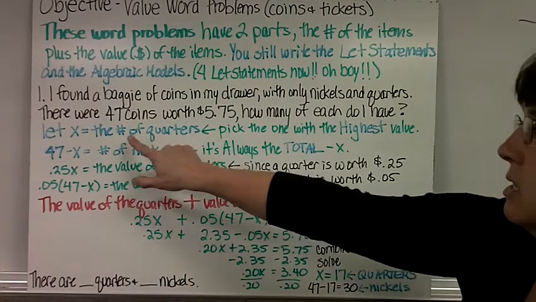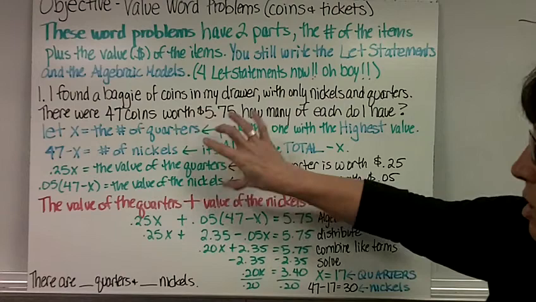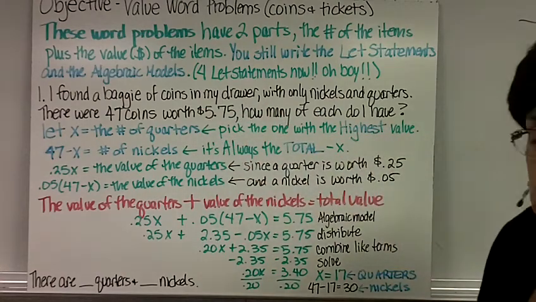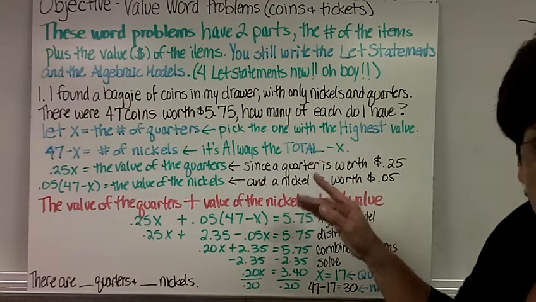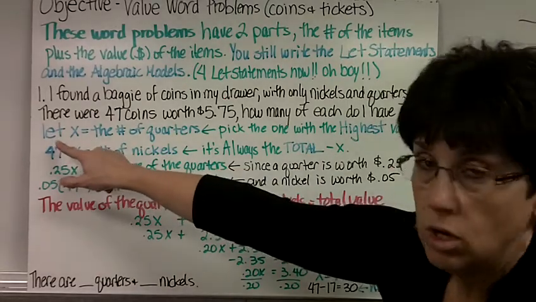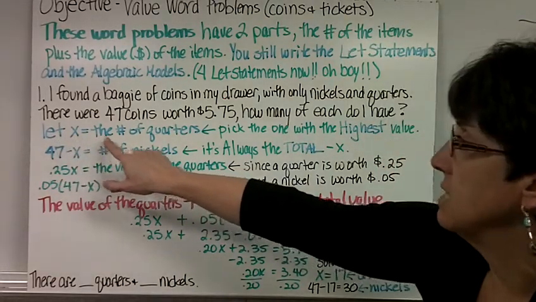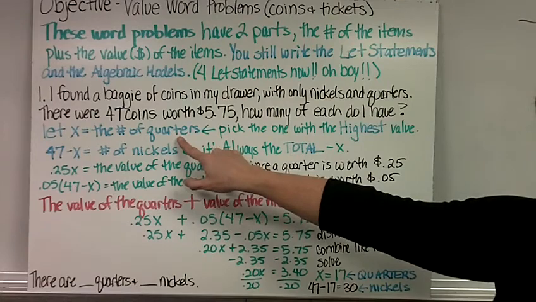You are going to write the let statements here. You're not going to write this stuff over here normally. You can write it for directions if you want to. Okay? So we start off with our let statements. Let x equal the number of quarters.